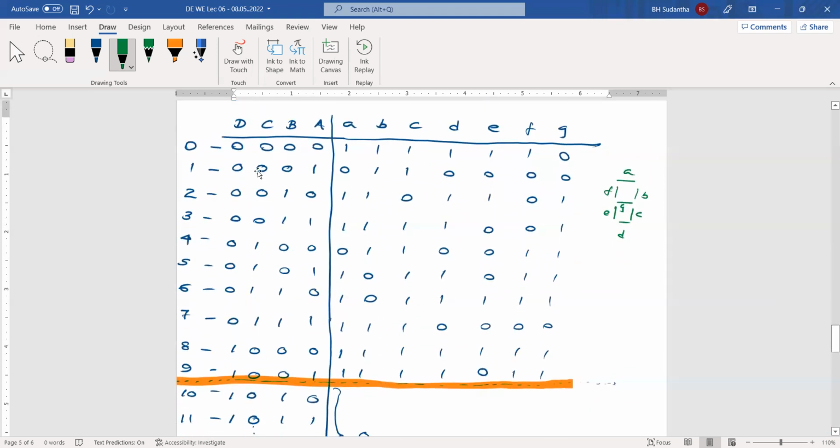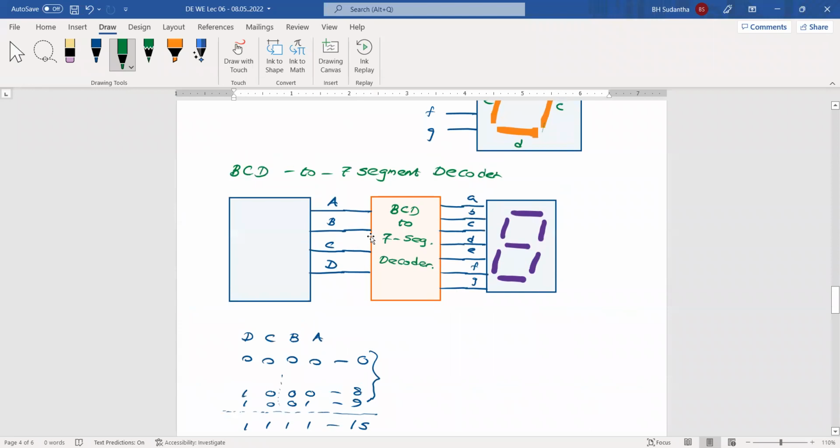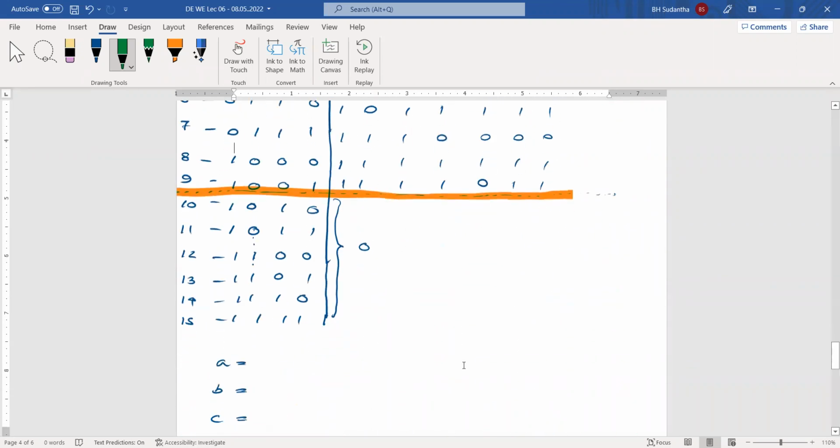Here we have binary values, but we show these binary values on a decimal display. Then we can say this is binary coded decimal. This is a BCD to 7-segment decoder. Okay, then any question regarding this one?